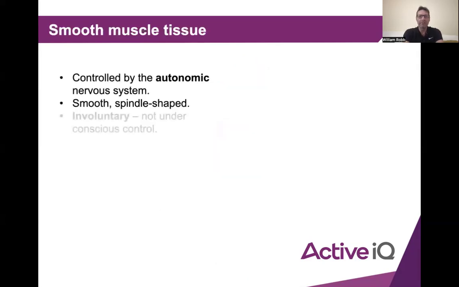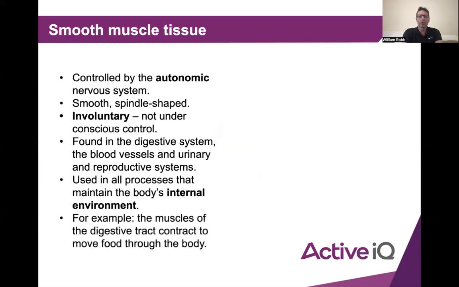Let's have a look individually. So smooth muscle is controlled by the autonomic nervous system, meaning you've got no control. It happens automatically. Smooth spindle shapes, it's involuntary. It's not under our conscious control.